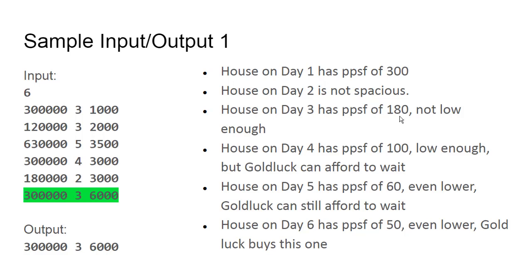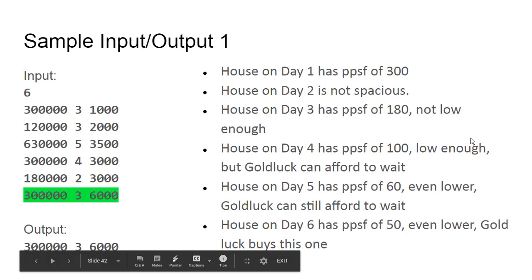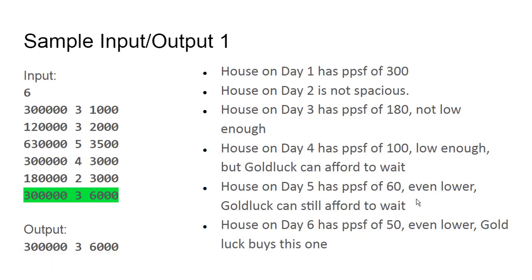On day 4, the house has a PPSF of 100. So this is spacious and it is low enough. So we cannot let it slip through, but we don't have to buy it on this day. We can see whether we can get an even better deal. So wait until day 5. We see a house with a PPSF of 60. So yes, this is a better deal, but we can further wait. And on day 6, we see a house that's spacious with a PPSF of just 50. So Professor Goldluck decides to buy this one, because this is the last house, and he cannot wait further to see whether there's an even better deal.